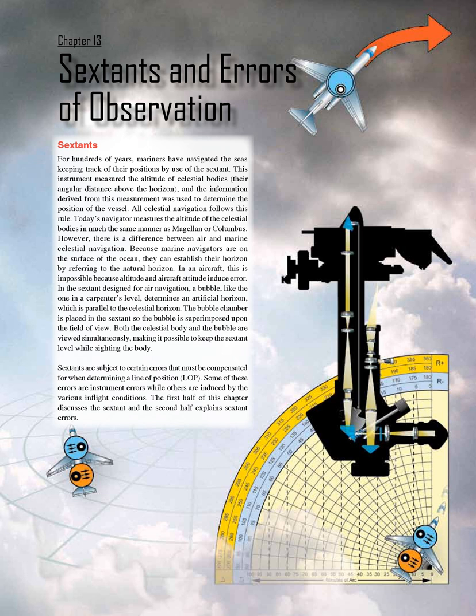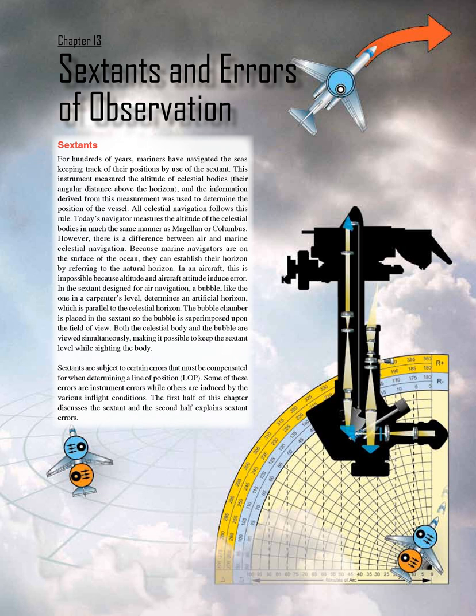Today's navigator measures the altitude of the celestial bodies in much the same manner as Magellan or Columbus. However, there is a difference between air and marine celestial navigation. Because marine navigators are on the surface of the ocean, they can establish their horizon by referring to the natural horizon. In an aircraft, this is impossible because altitude and aircraft attitude induce error. In the sextant designed for air navigation, a bubble like the one in a carpenter's level determines an artificial horizon, which is parallel to the celestial horizon.